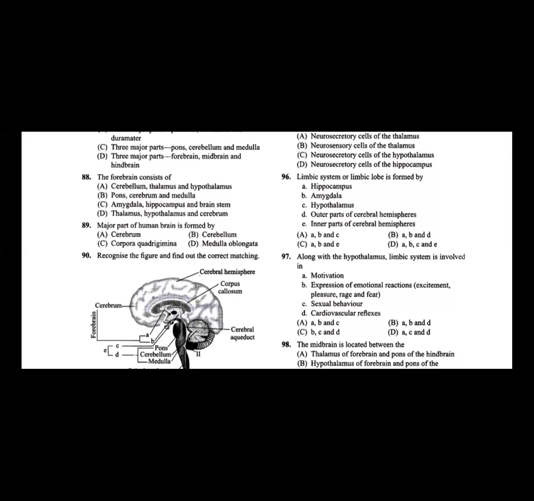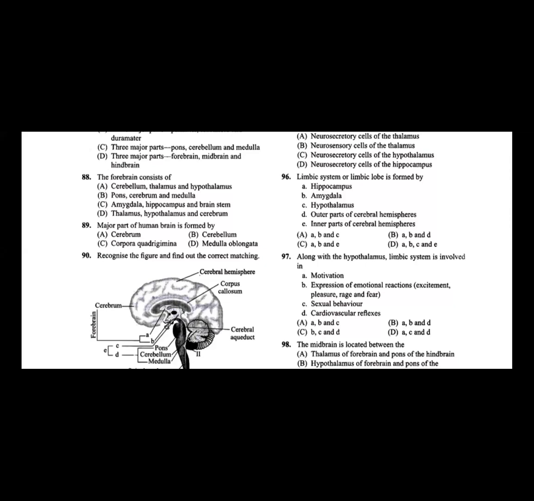Question number 88, answer is D, students. Now question number 89. Major part of human brain is formed by, we know that the major part of the human brain is formed by the cerebrum.